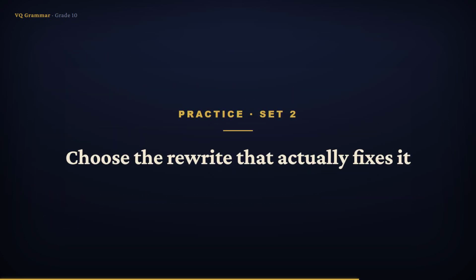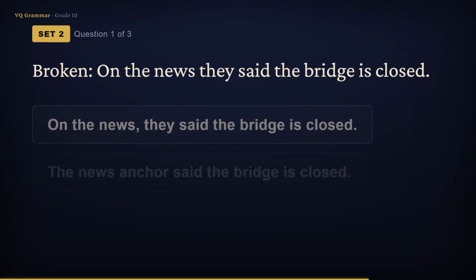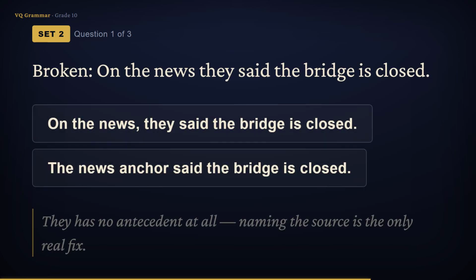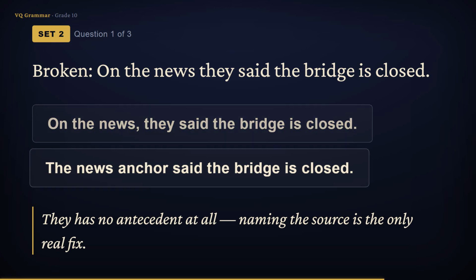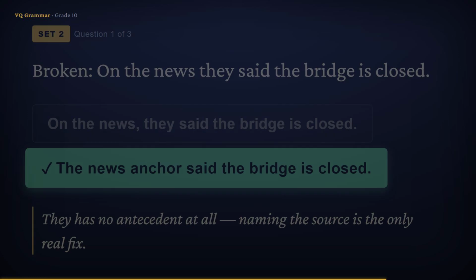Now every sentence I give you is broken, and you get two possible rewrites. Only one of them truly repairs the reference. The other just shuffles words around. Pause and choose before I answer. On the news they said the bridge is closed. That word they has nobody standing behind it. No person is named anywhere in the sentence. Adding a comma leaves the empty they exactly where it was, so it fixes nothing. Name the source instead. The news anchor said the bridge is closed. That is the rewrite that works.